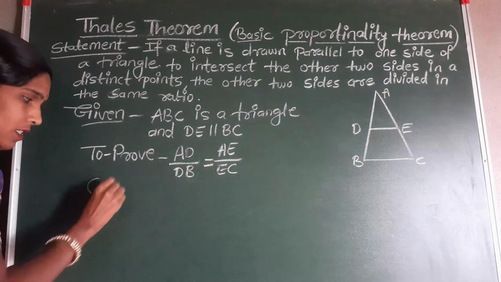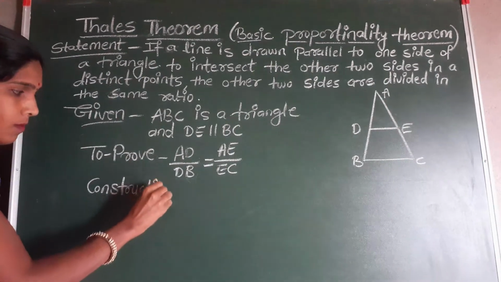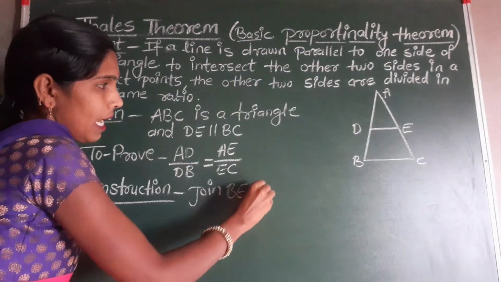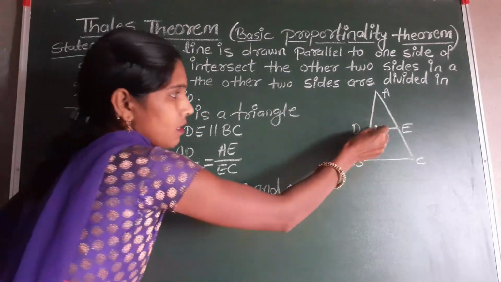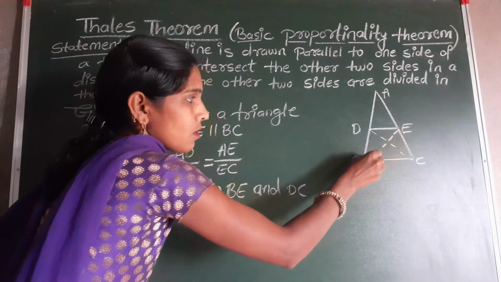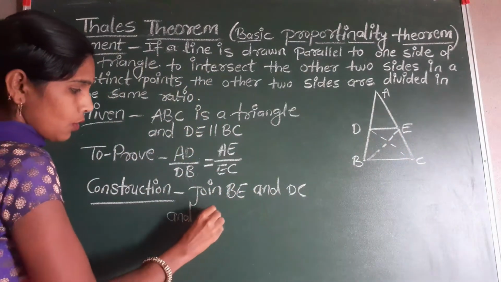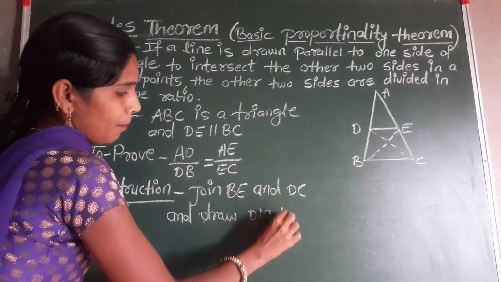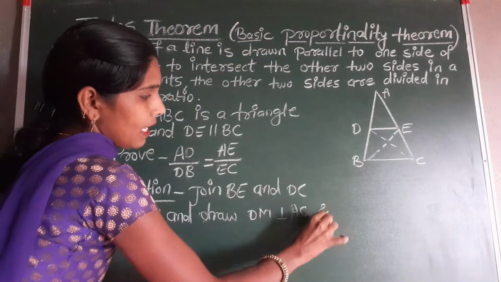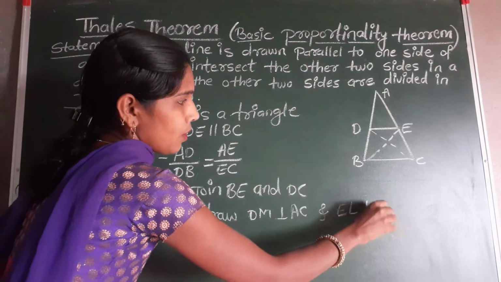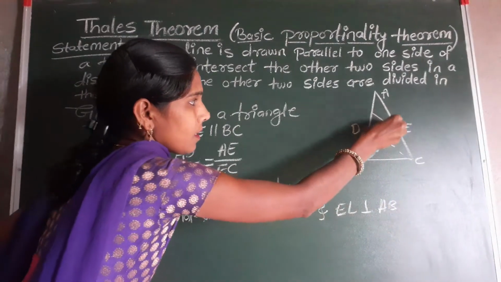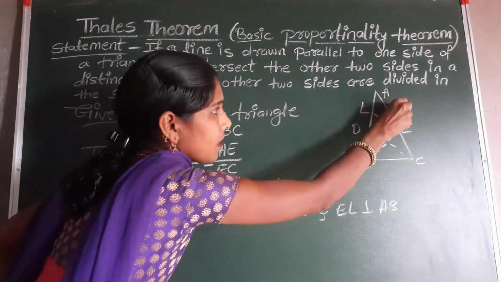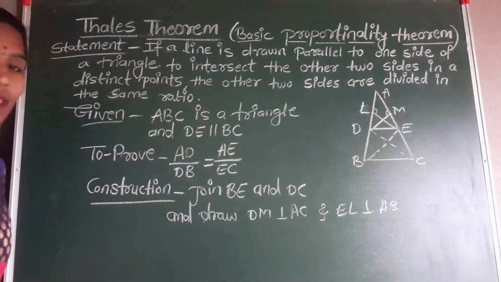Construction. Join BE and DC. This we have to join, and draw DM perpendicular to AC and EL perpendicular to AB. This is L and this one M. Yes.